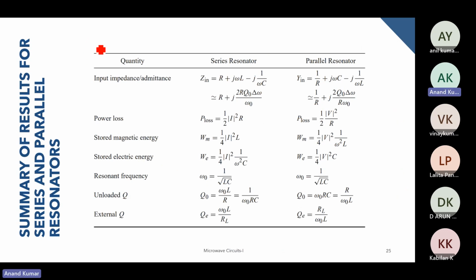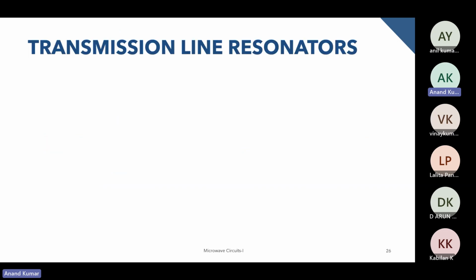Okay, so this table is also present in Podzar. I'm keeping this over here for your quick reference if you are going to the slides and you want things listed down. So all the important results that we discussed in the class, for example, the input admittance and impedance, power loss, stored magnetic energy. The resonant frequency, and the loaded and external Q for both of them. So a very important chart. I would like you to keep this while solving problems.